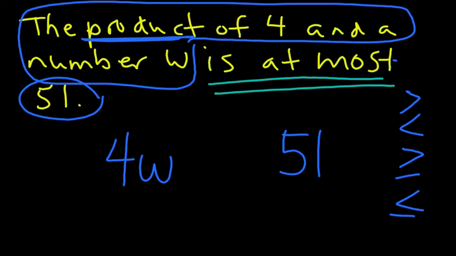This one is at most. What does that mean? That means that this answer over here, when I got that answer, it could be at most 51. 51 is the most that it could be. If 51 is the most it can be, which sign do you think it is? It's this sign right here. This can be at the most 51. The greatest it could be is 51. So that means this answer has to be less than 51 or equal to 51.